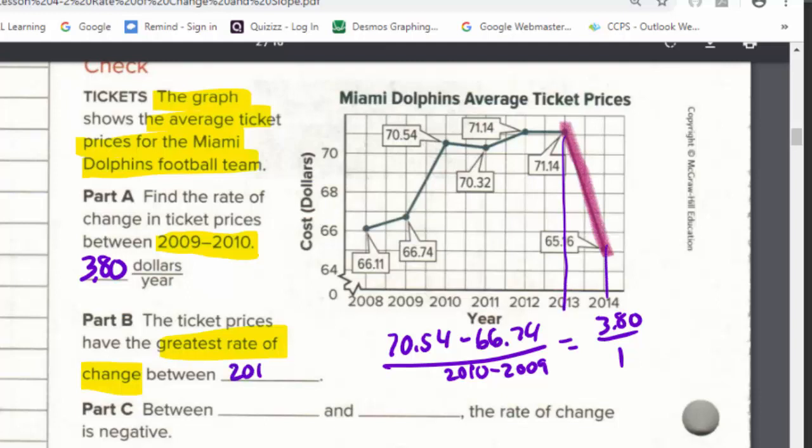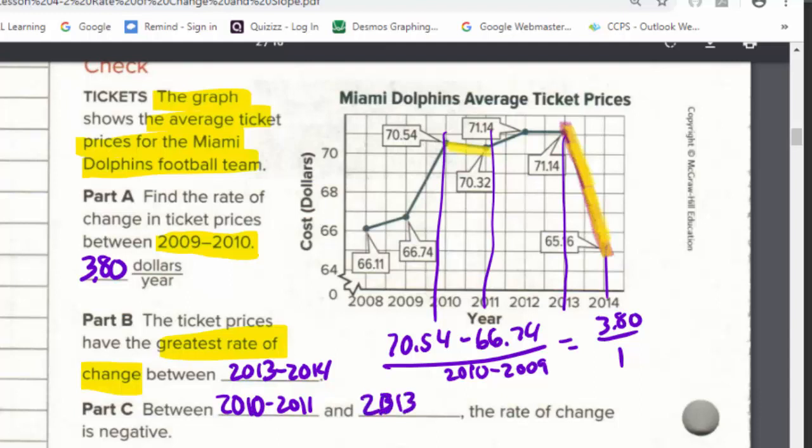So 2013 to 2014. And part C, between blank and blank, the rate of change is negative. Okay, so negative means the graph is going down. So we can see the graph is going down right here. And of course, it's going down again over here where we had our greatest rate of change. So the first part of that is between, it looks like years 2010 and 2011. So 2010 and 2011. And then the last one was the 2013 and the 2014 season.